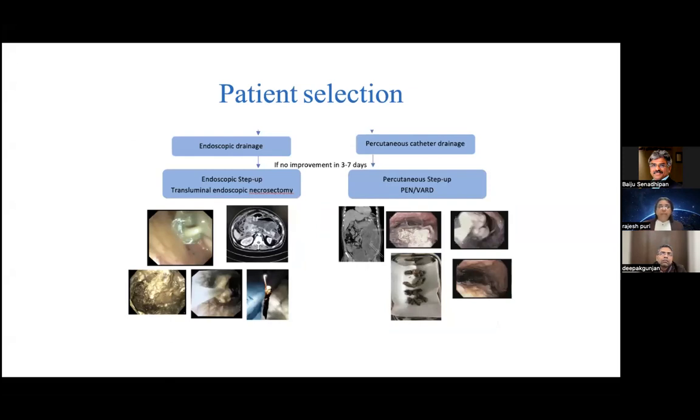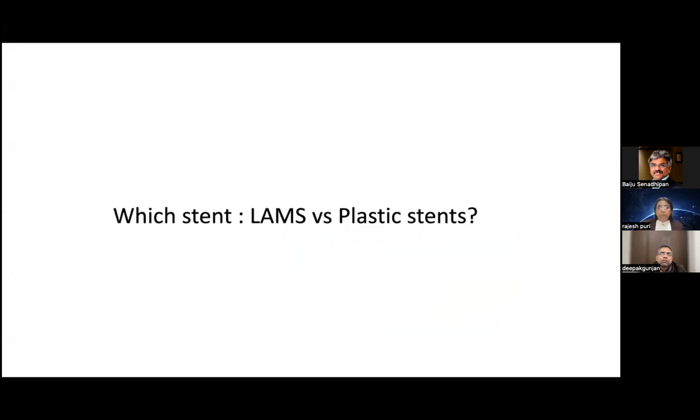In endoscopic catheter drainage, if the patient becomes afebrile, there is no need to do the endoscopic necrosectomy. But if the patient has persistent symptoms, or a new onset of fever, then do the endoscopic necrosectomy. And in the percutaneous approach, either you can do the percutaneous endoscopic necrosectomy or you can do the VARD, depending upon the location of the infection.